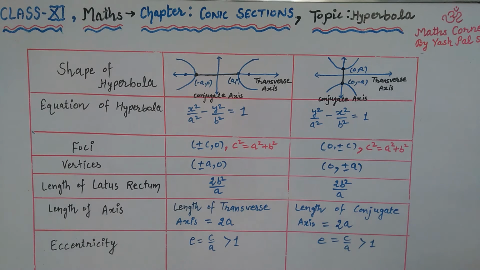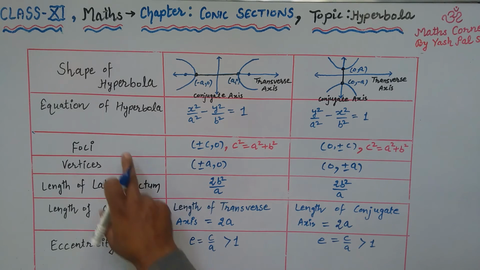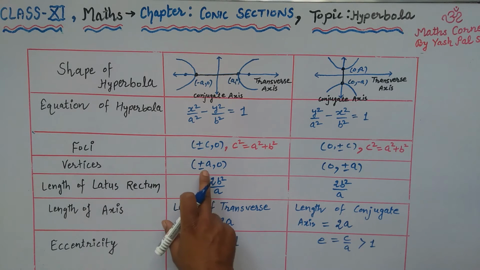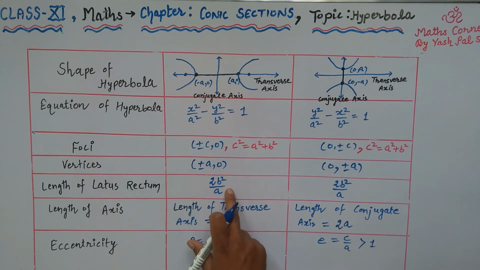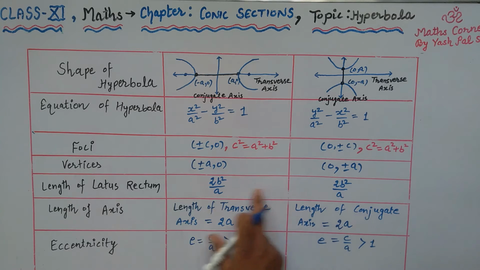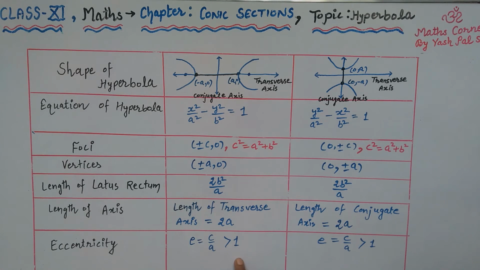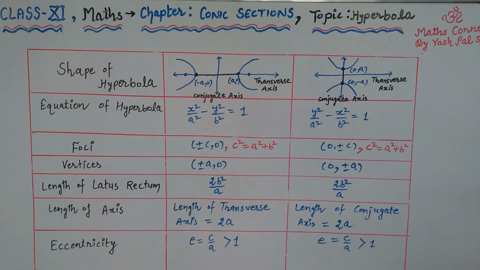Now on the basis of this table, equation of the hyperbola, there are two types of hyperbolas: foci plus minus c comma 0, 0 comma plus minus c; vertices plus minus a comma 0, 0 comma plus minus a; length of latus rectum 2b square upon a, 2b square upon a; length of transverse axis 2a, length of conjugate axis 2a; eccentricity c upon a, eccentricity c upon a. On the basis of this table, we can solve all the questions related to the exercise of hyperbola. So let us proceed now.